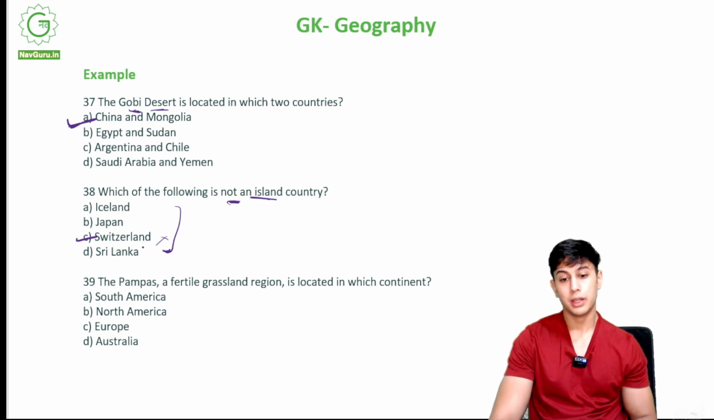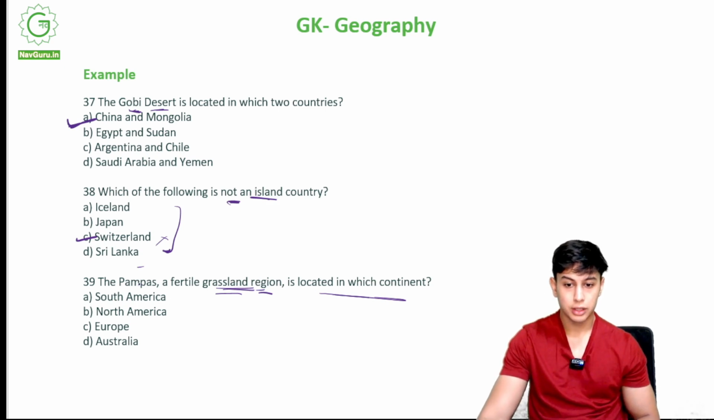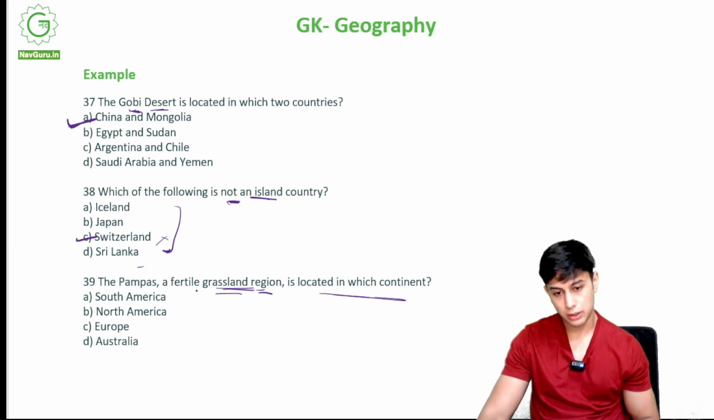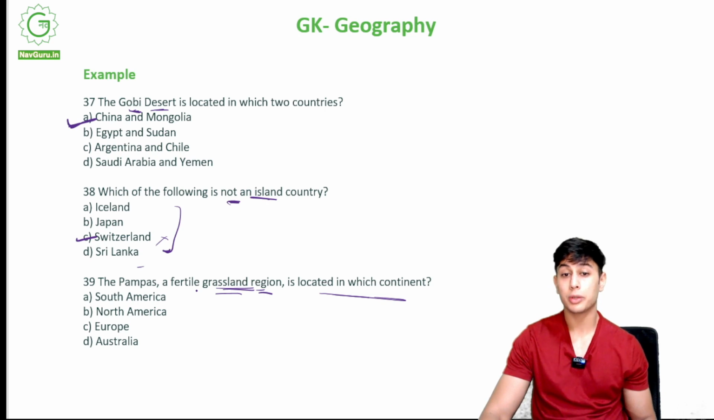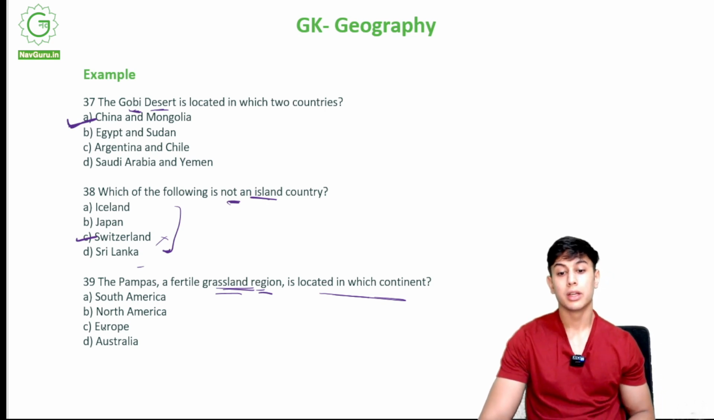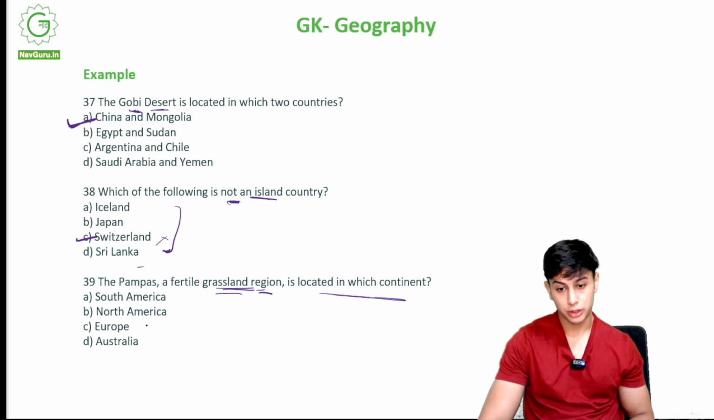It is in Europe. The Pampas, a fertile grassland region, is located in which continent? It is a grassland region. We studied about grasslands. So where is it? Is it in South America? Is it in North America? We are talking about continents right now. Is it in Europe? Is it in Australia? So it is in South America.